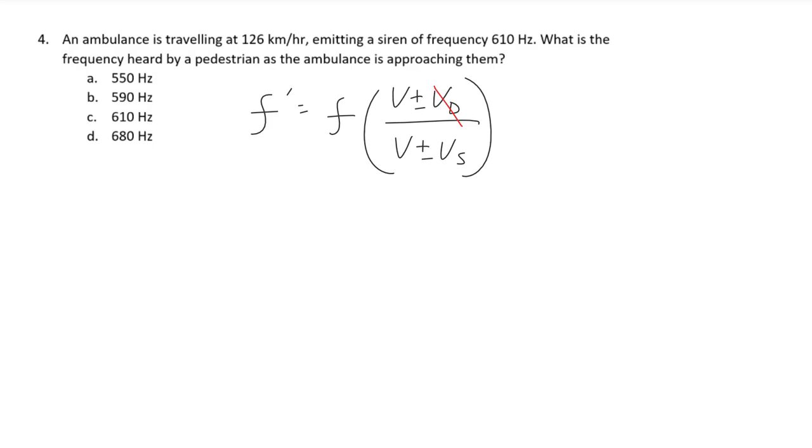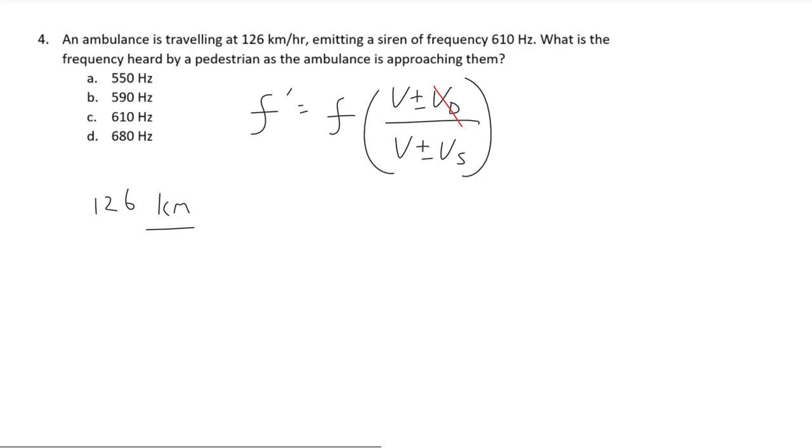In this case here, we do have to be careful with units. Our frequency is stated as 610 Hz. Remember, a Hertz is simply a per second. As our frequency is in per seconds, we must make sure that our velocity also has seconds and not hours in it. Therefore, we need to convert kilometers per hour into meters per second.